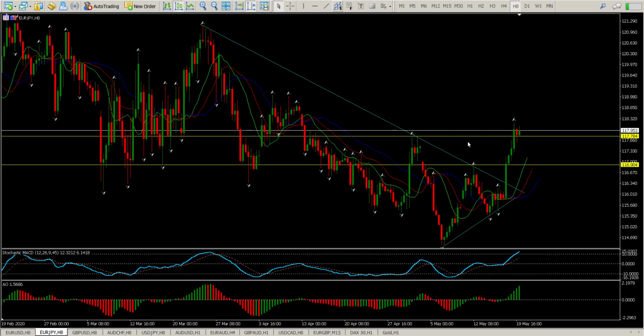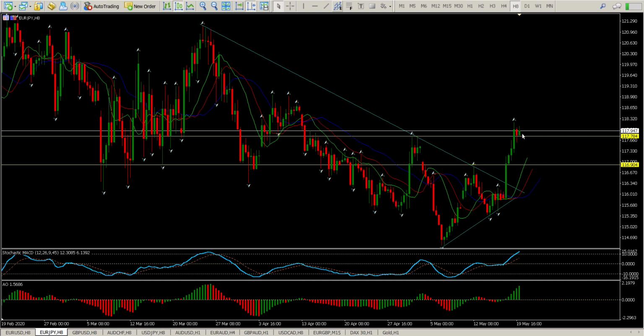Euro, Japanese yen, same scenario. We had the breakout, never had the pullback to offer an entry, but I do believe that entry is still on offer. And the fact that we've closed above this area here of 117.78, we've had a close above it, we've come back to test it.